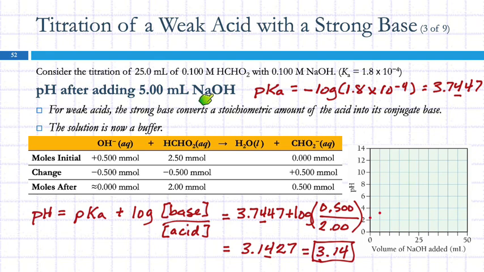Adding the strong base, I'm going to assume that all of the base reacts with my weak acid. That's what this table is doing. We're going to react all the hydroxide, use it all up, and see what we have left of our weak acid and how much conjugate base gets formed. We have amounts for both of these. It's a buffer solution. We can use the Henderson-Hasselbalch equation. Any questions?